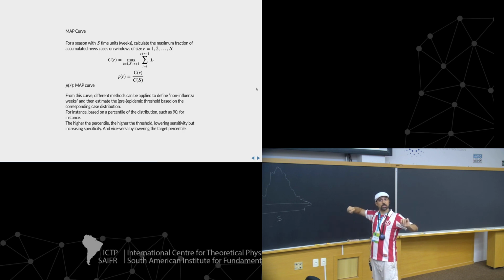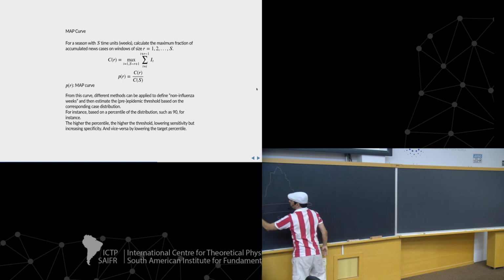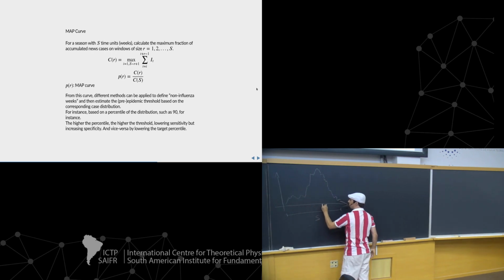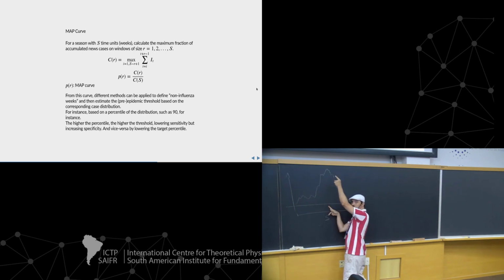Okay? My first question is, where will it be? Because for each window size, I will look at what is the highest possible value observed. And of course, for that value, there will be a specific place of that window, right? Because I will be moving that window over my time series. And once I find where I have this maximum, that will be the value of the map curve and also where it happens, okay?